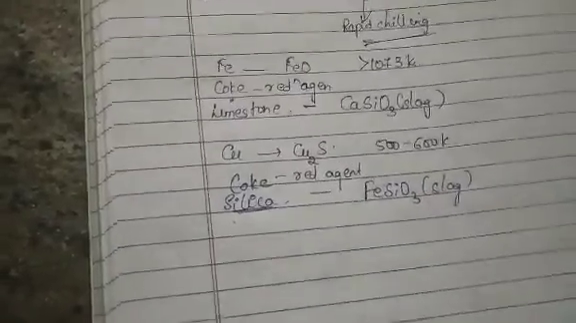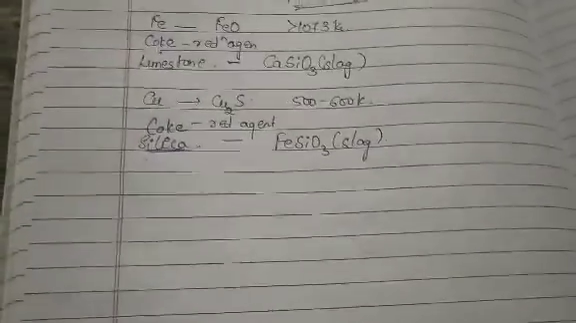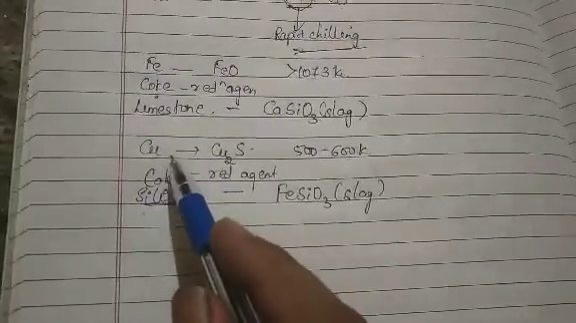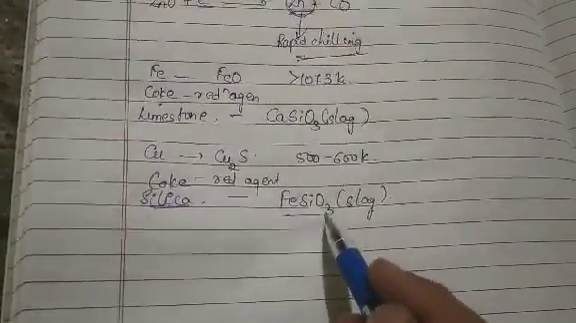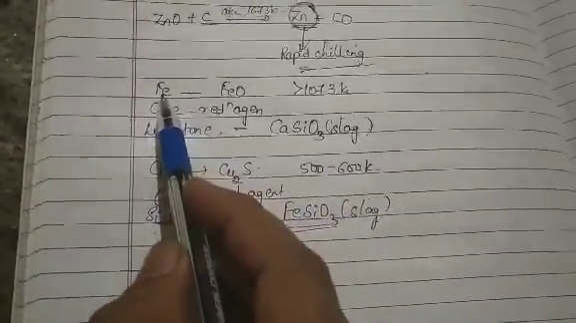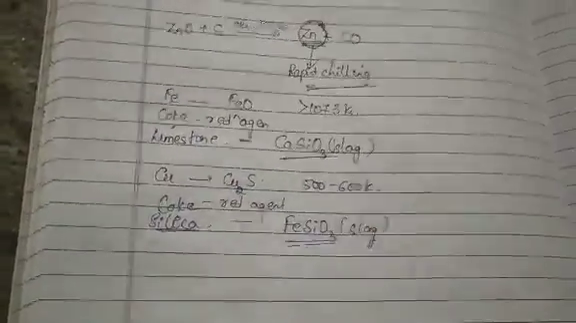They can ask you anything, so you should be very much aware whenever you are reading these topics. In the extraction of copper, the slag is iron silicate. In the extraction of iron, we have the slag of calcium silicate.